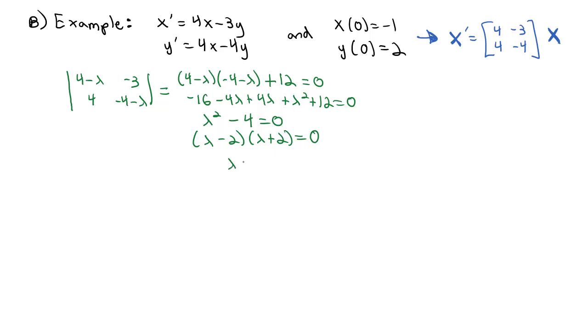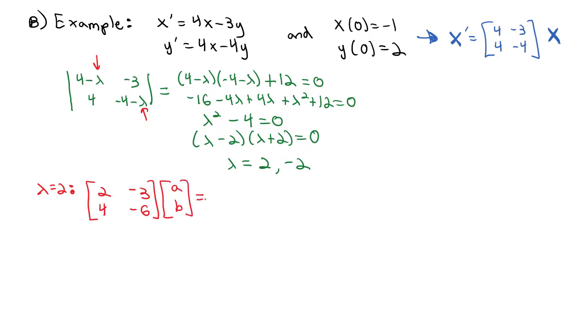So we now know our eigenvalues are 2 and -2. Now we can go after our eigenvectors. For lambda equals 2, we're going to plug 2 in for the lambdas. And so we get 4 minus 2 is 2, -3, 4, and -4 minus 2 is -6, times our eigenvector of a, b. That's what we're looking for.